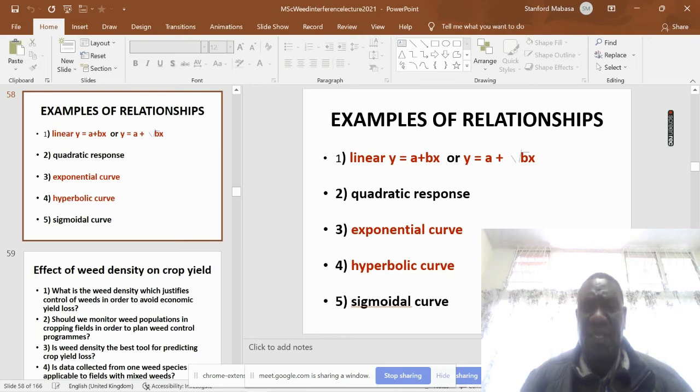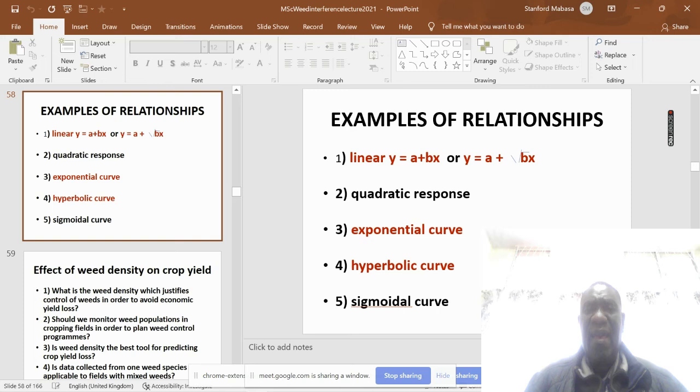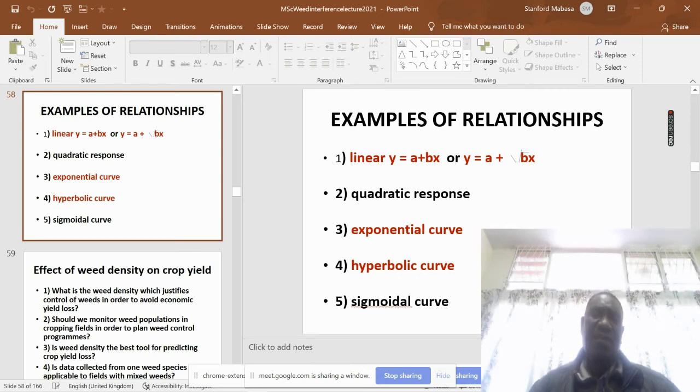Depending on the number of treatments, in most cases, we may get a linear relationship, which is basically y equals a plus bx. It could be a quadratic response, exponential curve, hyperbolic curve, or sigmoidal curve.